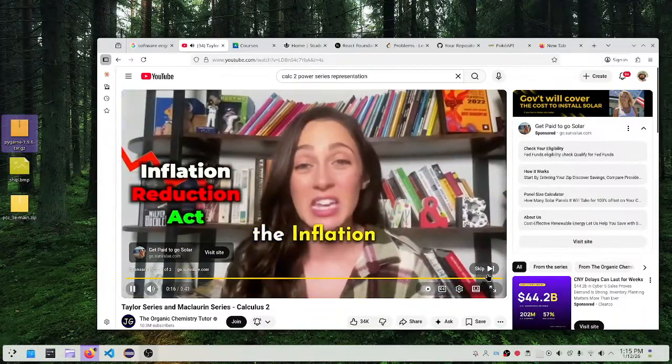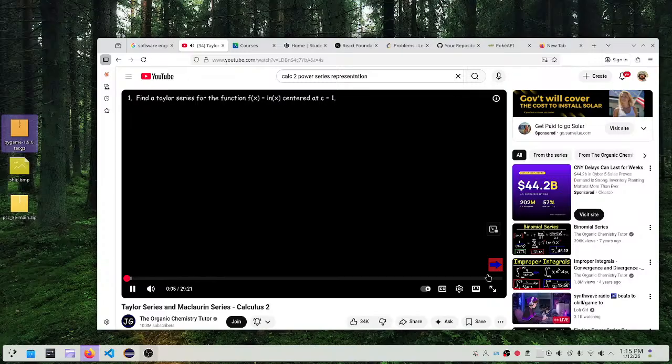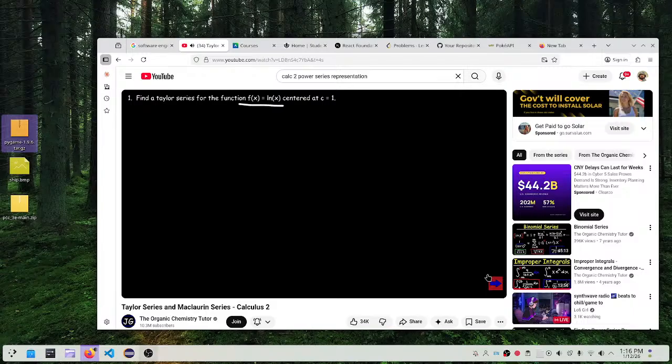It's all because of the Taylor series and the Maclaurin series for different functions. So let's start with this example. Let's find the Taylor series given the function f of x is equal to ln x centered at c equal to 1. So what we need to do is basically write out the first 4 derivatives.